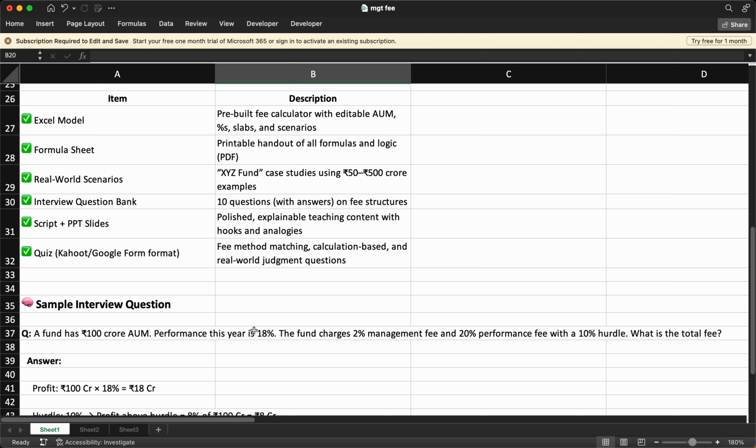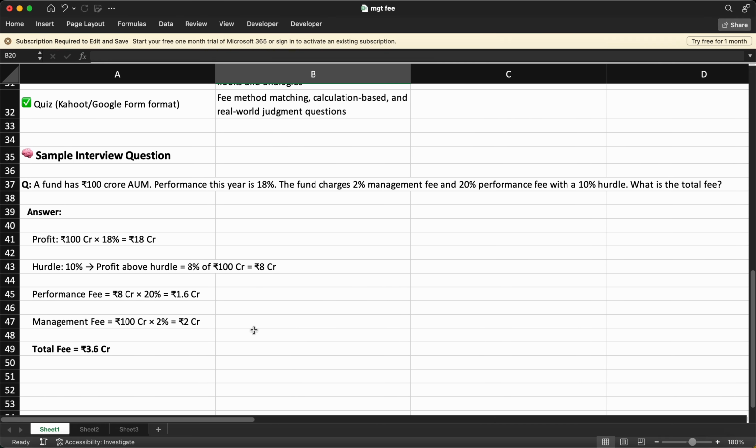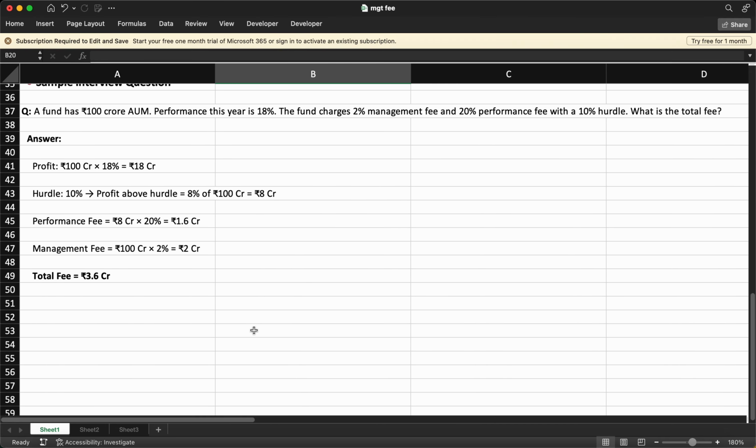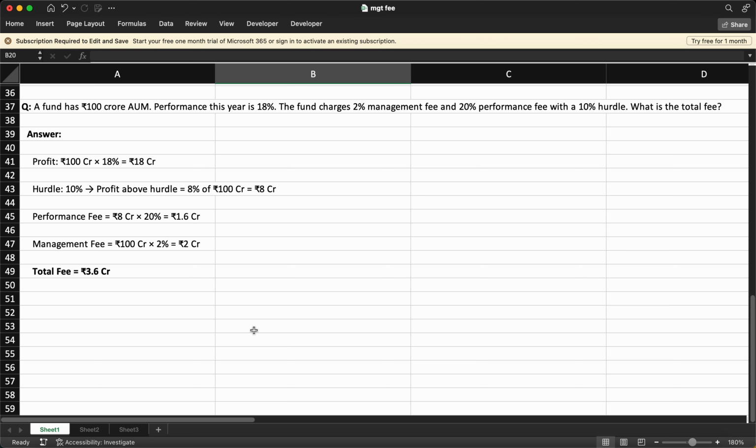You can also build the Excel model in advance. You can build a spreadsheet for the year to see how it impacts your AUM, and you can decide accordingly. You can build the formula sheet and real scenarios, even an interview script on this basis. Okay, so here is one simple example I have drafted. A fund has 100 crore AUM. The fund's performance this year is 18%, meaning they have achieved 18%. The fund charges a 2% management fee, 20% performance fee, and 10% hurdle.